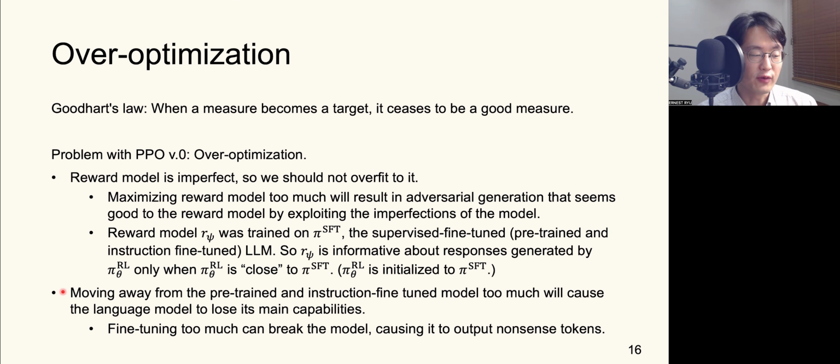Another problem with PPO version 0 is that if you take your pre-trained and instruction fine-tuned language model, and if you train it too far away, the language model actually starts to lose its main language capabilities. If you fine-tune a language model too much, and this is not just for reinforcement learning, this is for fine-tuning a language model in general, this can break the model, causing it to output complete nonsense tokens. So the language model can completely lose the ability to generate coherent language.